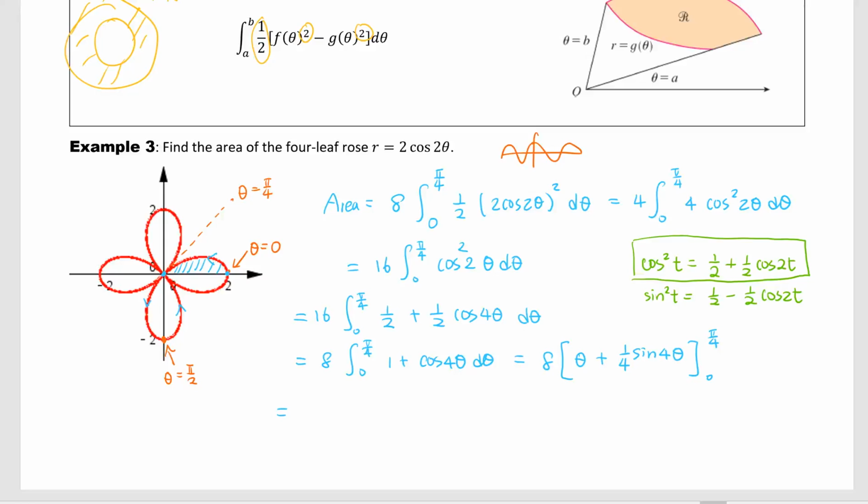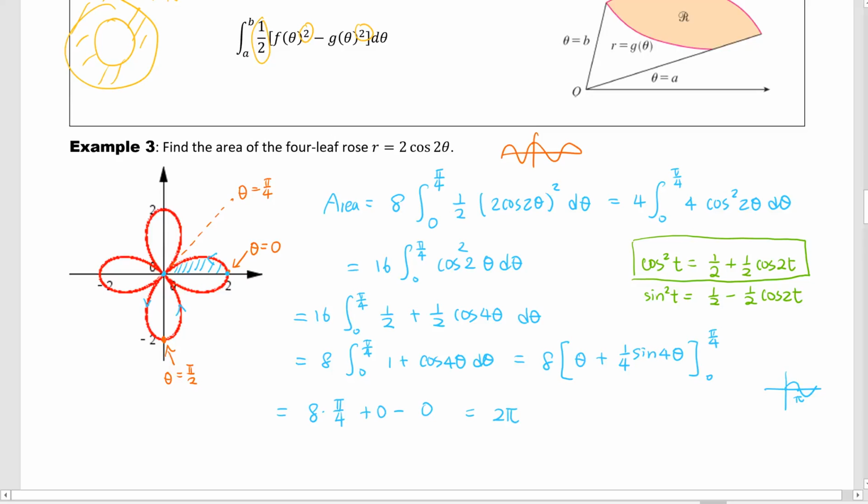Okay, so we plug in pi over 4 first. Pi over 4 times 4 is pi. What's sine pi? Well, sine pi is 0. And when you plug in 0, they're all 0. Sine 0 is 0, right? So that's why 8 pi over 4 is just 2 pi. So the area of this four-leaf rose is 2 pi. A nice number. It's the same area as the circle with radius square root of 2.